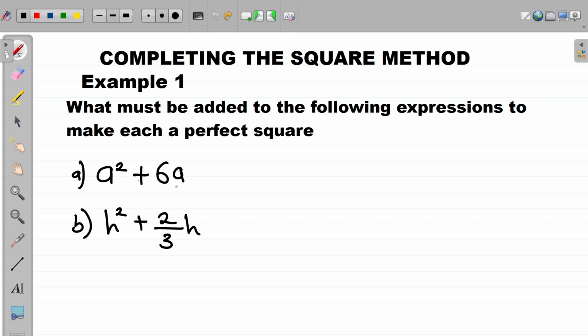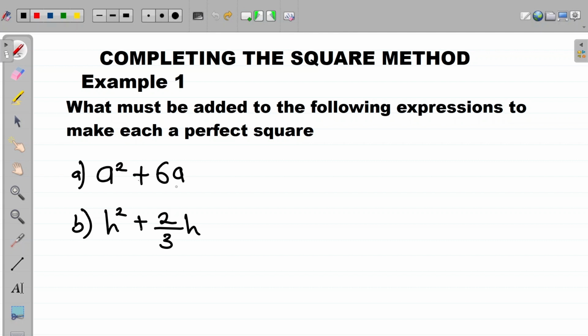Hi, in this video, we will dive into solving quadratic equations using the completing the square method. Due to some quadratic equations not being factorizable, that is, they can't be expressed as a product of two linear factors, the method of completing the square becomes appropriate for finding the roots or solutions of such quadratic equations.